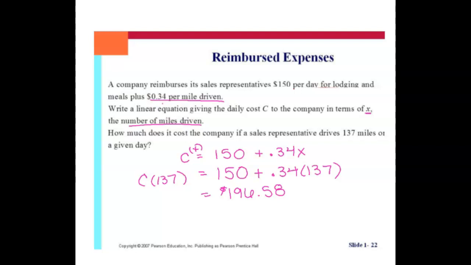Okay, and then it asks a follow-up, how much does it cost if he drives 137 miles? So what you do is plug 137 in, so you get C of 137. So this right here, that's C of 137, that's called function notation. We're going to see a lot of that. And you plug the 137 in. Hold on. I said you're going to see a lot of function notation. So to get the answer, you plug 137 in.